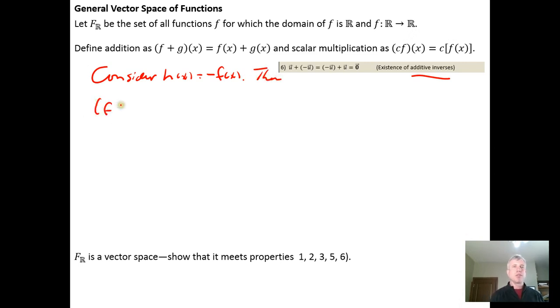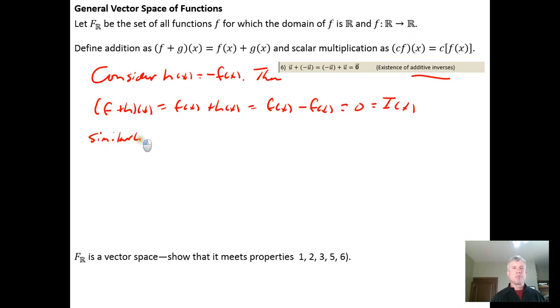Then if we have this, then we know that f plus h of x just equals f of x plus h of x, which equals f of x minus f of x, or plus the opposite of f of x, which equals 0, which is our additive identity function. And by a similar argument, if we do the addition in the other direction, the result is going to be the same. So pretty straightforward, and then you get to do it for properties 4 and then 7 through 10 in homework 15.